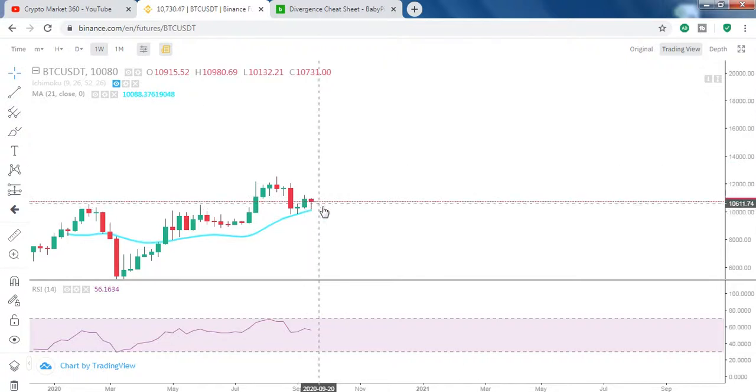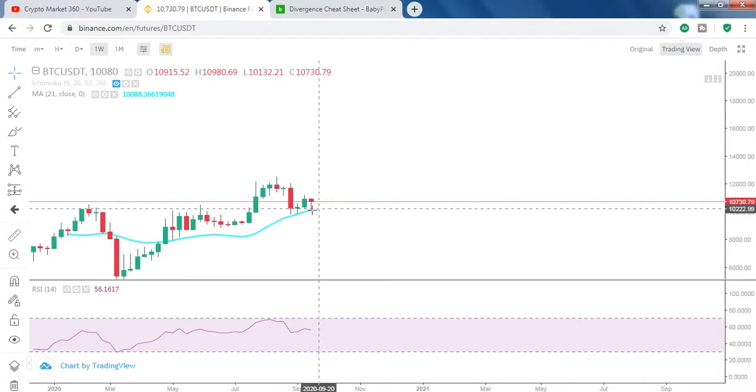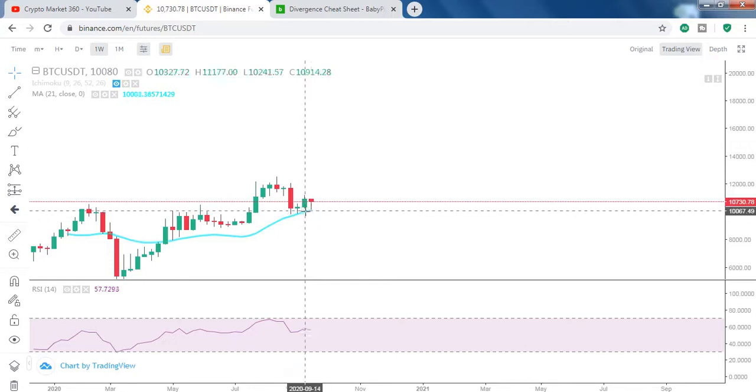And also we try to break this level. So this is the area, guys, where we have seen the divergence. So this is also another great support area. The 21 weekly moving average is acting as support. So this was a safe buy, according to me.